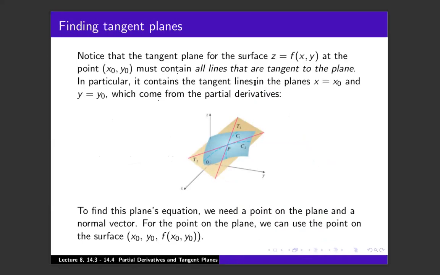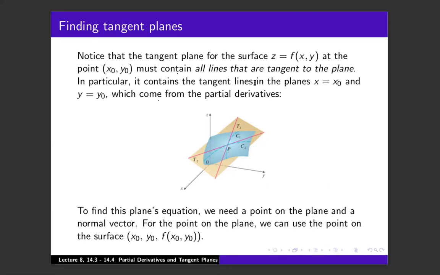Now, the tangent plane to a surface has to contain all lines that are tangent to the surface. Even though we usually talk about tangent planes and not tangent lines, you can still have lines that are tangent to the surface. And those lines are going to be all contained in that plane. In particular, it contains the tangent lines in the planes x equals x naught and y equals y naught. But those tangent lines are going to come from partial derivatives. So what are we trying to do right now? We're trying to find the equation of that tangent plane.